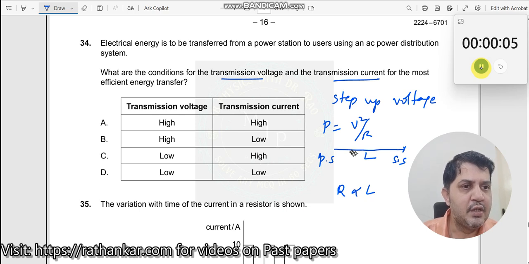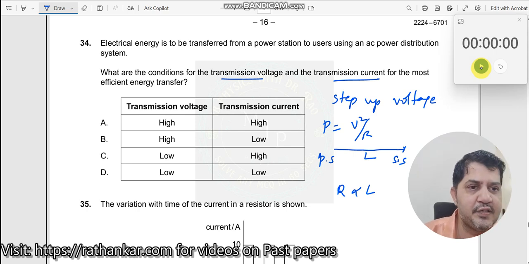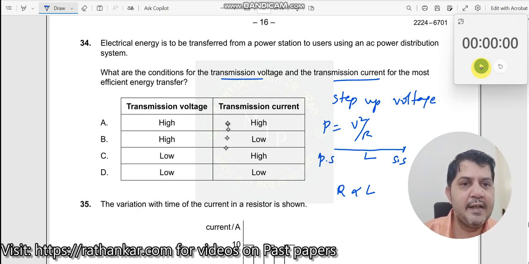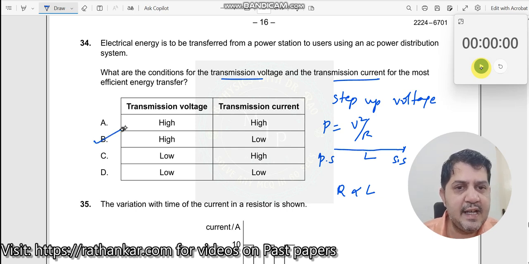So what do we do? We put this R in the denominator, which means that you have to increase the voltage over here. As you increase this, the current will reduce. So you should have higher voltage and lower current. That should be the condition, so the answer is B over here.